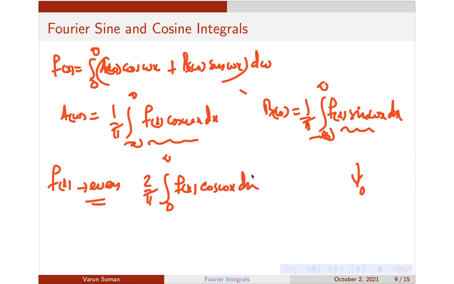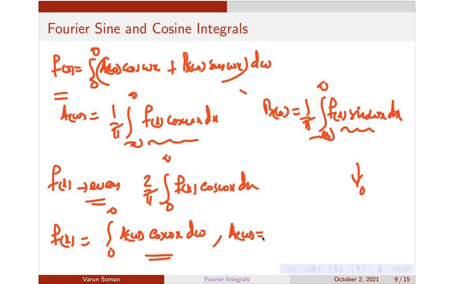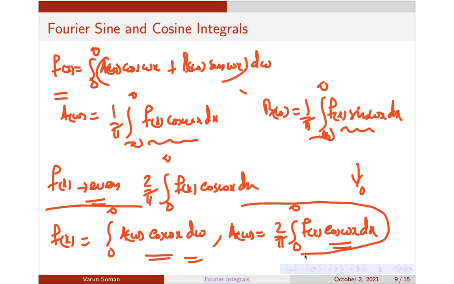So when your function f of x is even, your integral representation would reduce to f of x being simply integral 0 to infinity a omega cos omega x d omega only, because your b omega is 0, where your a omega is simply 2 by pi into integral 0 to infinity f of x into cos omega x dx. This is applicable only when your function is actually even. This integral, which contains only cosine terms, is called Fourier cosine integral. If you are asked to find a Fourier cosine integral representation of some f of x, probably they will give you f of x only from x equal to 0.